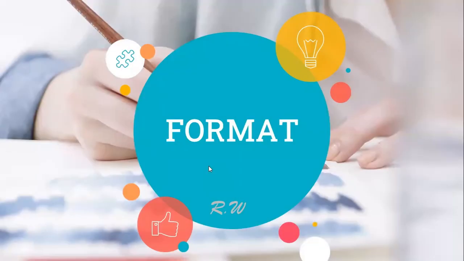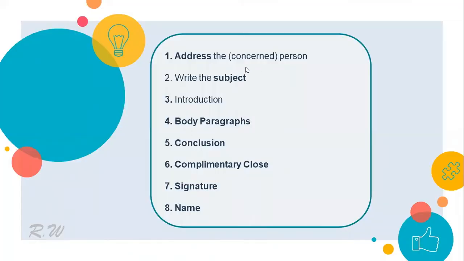So let's discuss the format of a formal letter. We need to address the concerned person, that is the recipient, write the subject, provide an introduction, and the letter needs to have the body paragraphs plus a proper conclusion. After that, there has to be a complimentary clause consisting of yours faithfully, yours sincerely, or even yours truly. And finally, we need to put the signature along with our name.